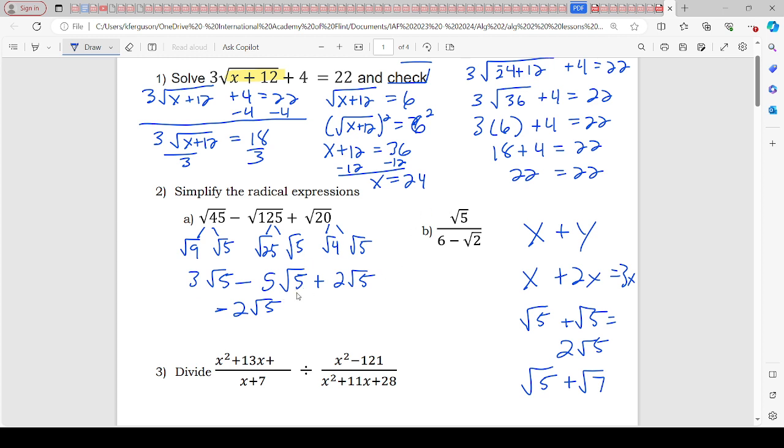I'm almost done. So then I've got plus the 2 times the square root of 5. Well, if you look, they're opposites. Minus 2 times the square root of 5 plus 2 times the square root of 5, they cancel each other out. So my answer for this one is 0.